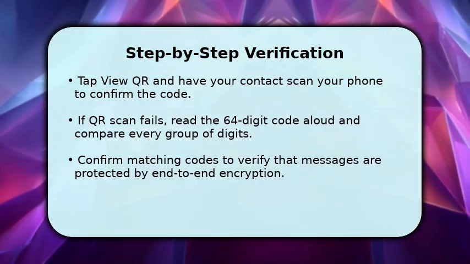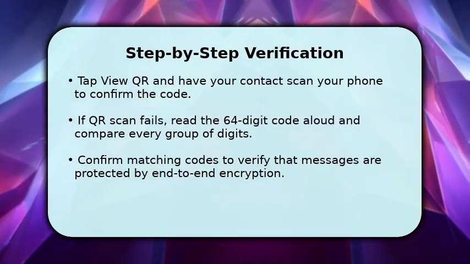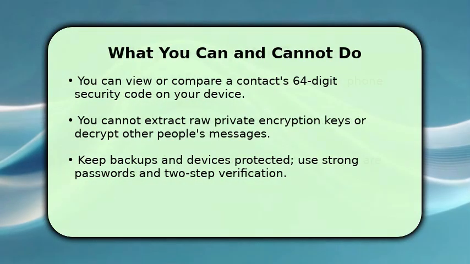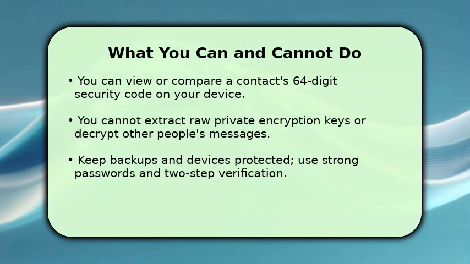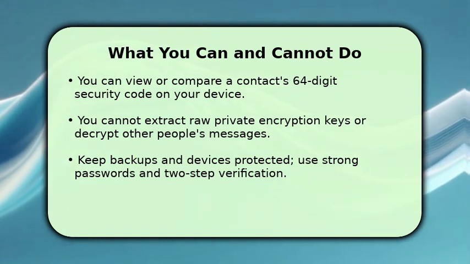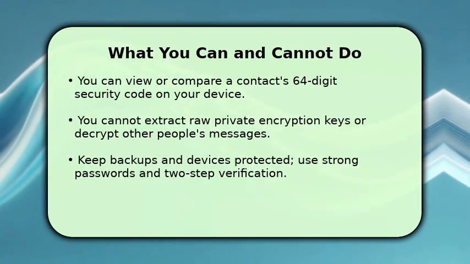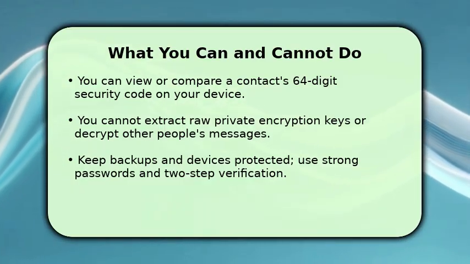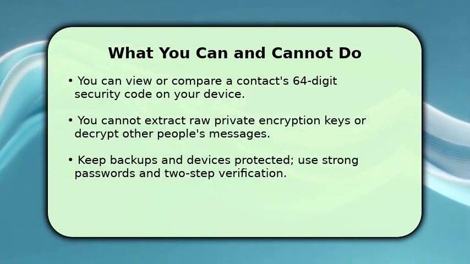You can view and compare a contact's 64-digit security code from your own device. This verifies end-to-end encryption without exposing any private keys or message contents. You cannot extract raw private encryption keys or decrypt other people's messages from WhatsApp.